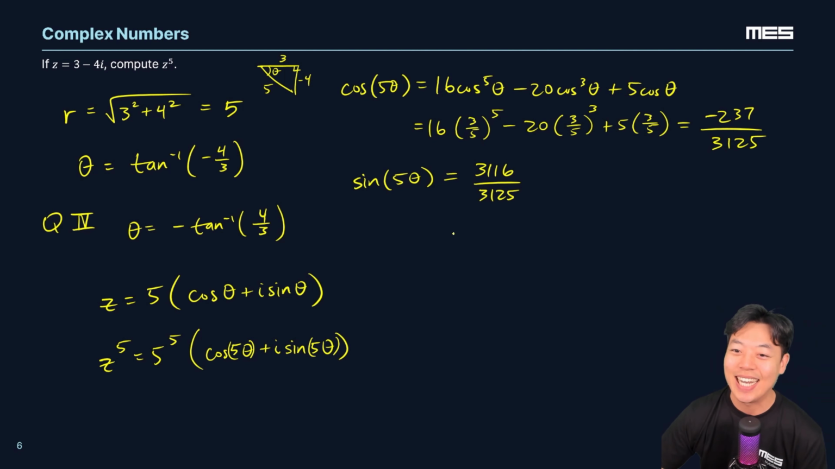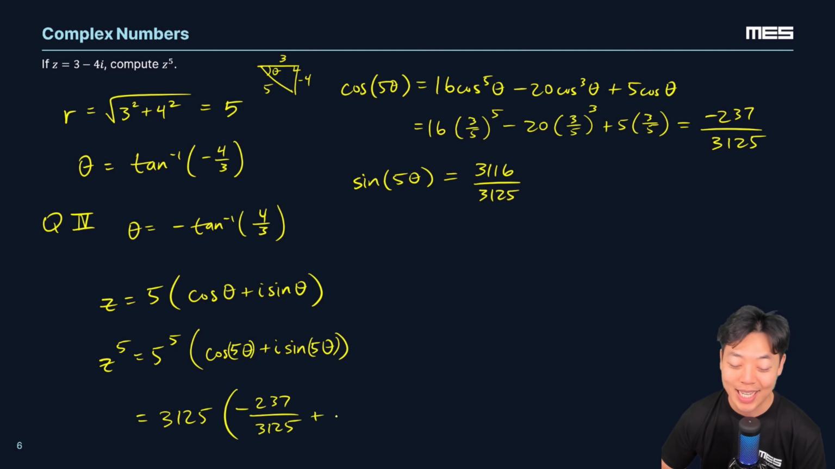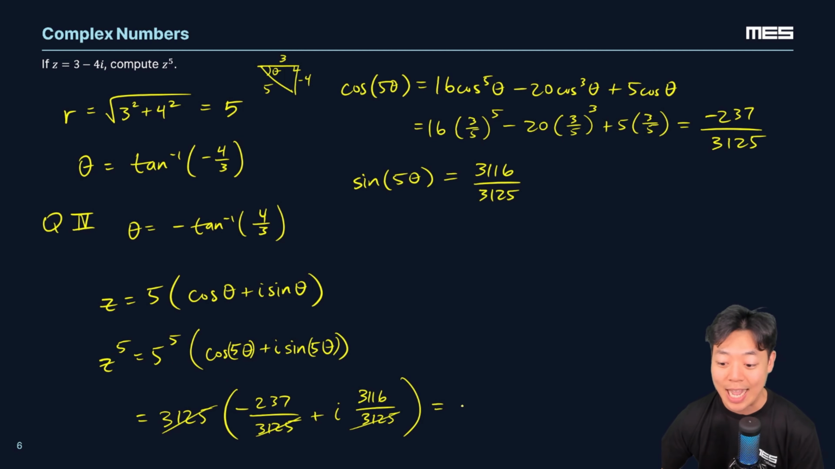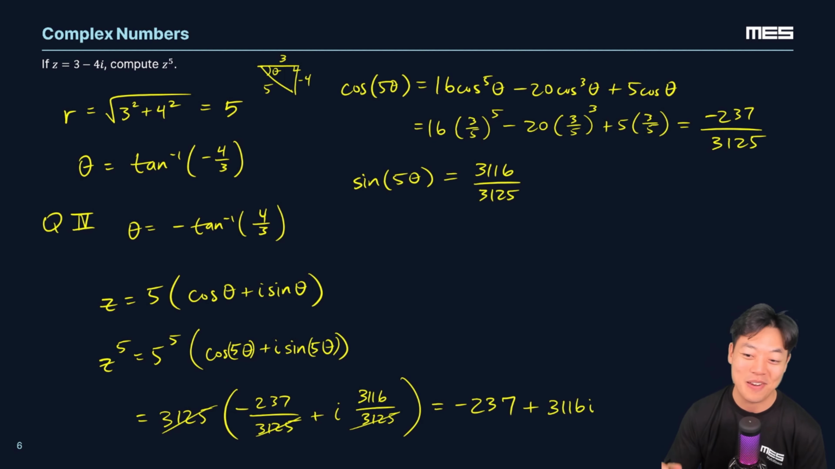So now plug these back into here, and something really cool happens. 5 to the 5th is actually 3125. So we have negative 237 over 3125, and you can already kind of see what's going on here. We'll have i times 3116 over 3125. Notice that the 3125s will all cancel. So z to the 5th is actually just equal to negative 237 plus 3116i, which is very, very cool.